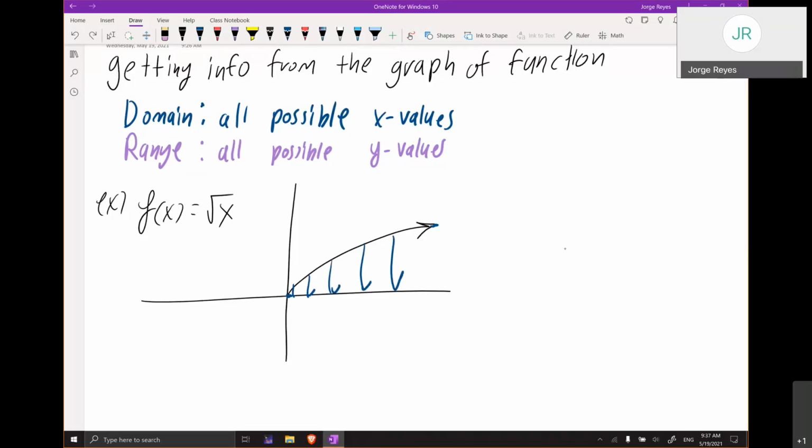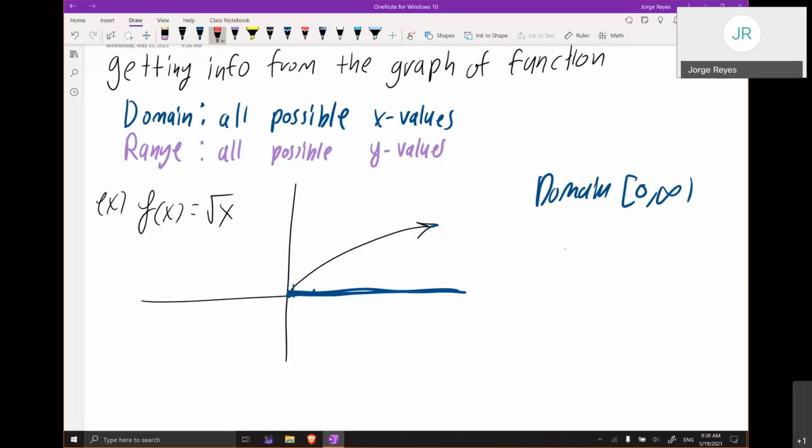Okay, close enough. So yeah, this part. And you notice there's no graph here. So the domain is 0 to infinity. Okay?